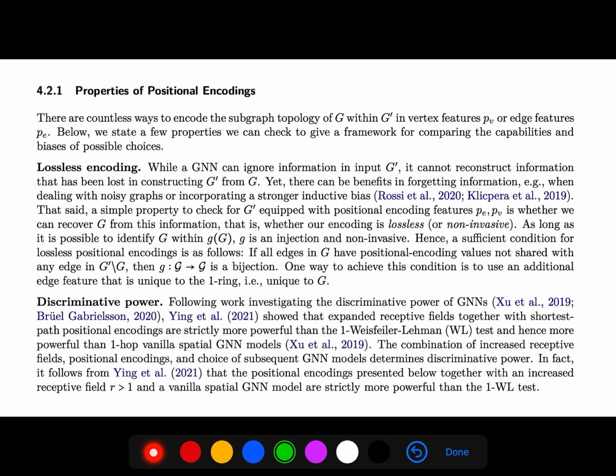Lossless encoding. While a GNN can ignore information, it cannot reconstruct information that has been lost in constructing G prime from G. Yet there can be benefits in forgetting information. Discriminative power. Following work investigating the discriminative power of GNNs, this paper shows that expanded receptive fields together with the shortest path positional encodings are strictly more powerful than the 1-WL test.